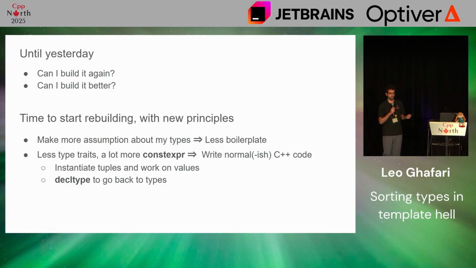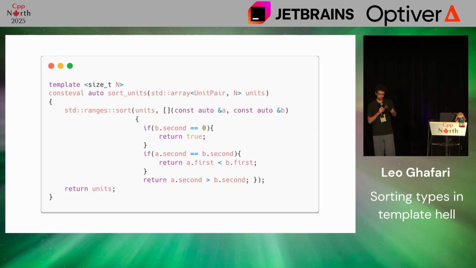so I can write normal C++. And the way I would do that is I would instantiate tuples, so I can work with values, do my sorting and my manipulation in this space, and when I'm done, I can use decltype to go back to types, and voila. And after a bit of work, yeah, this is my new sort function. I just have to call std::sort. It's amazing.